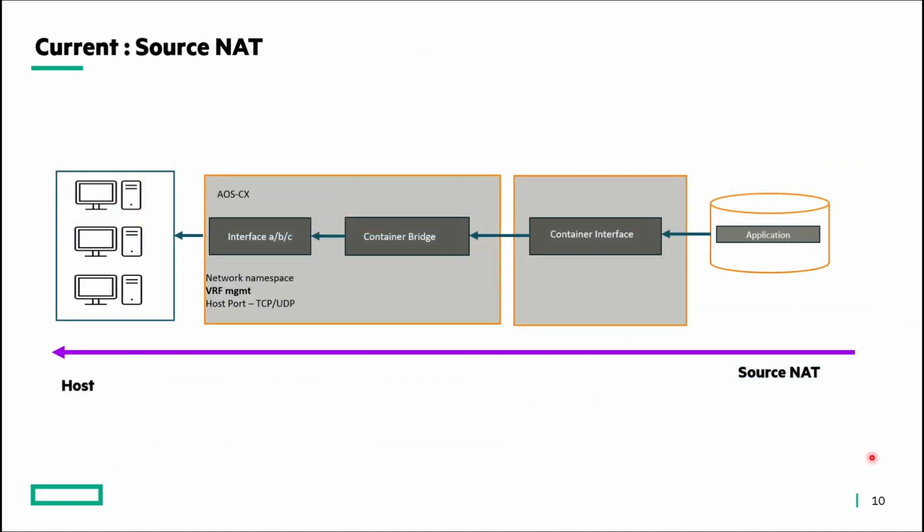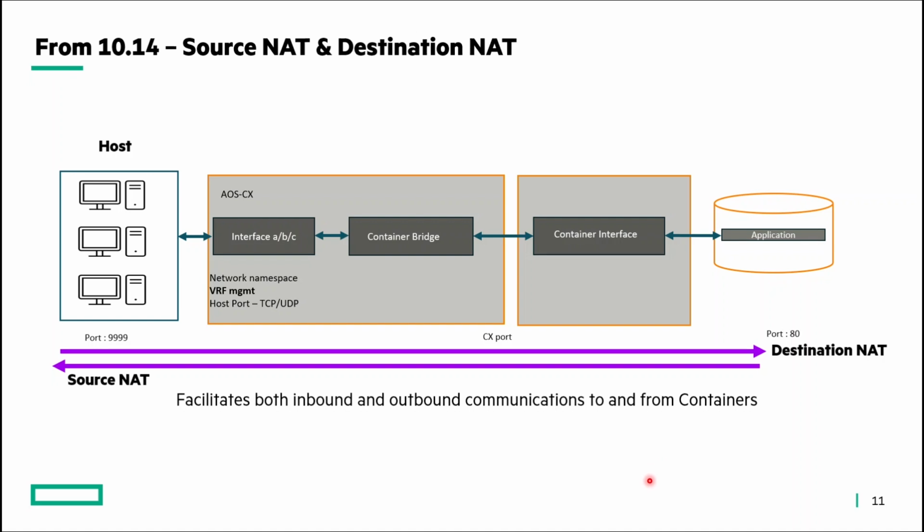The current existing infrastructure on AOS-CX containers is using source NAT. From 10.14, we have both source NAT and destination NAT. Now the container application and the external host can reach both inbound and outbound to and from containers.